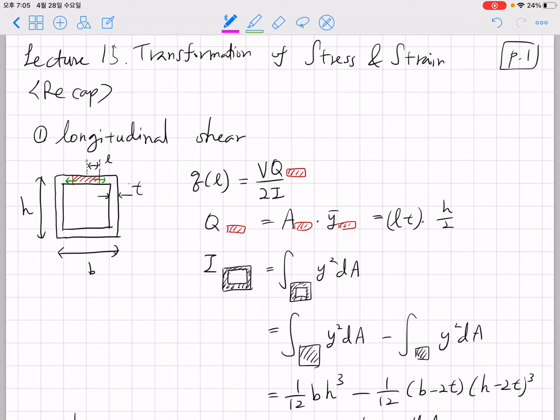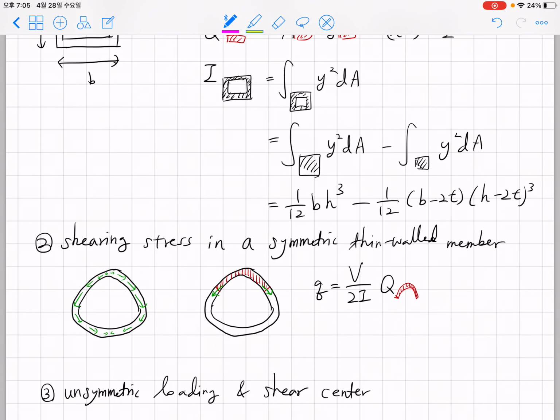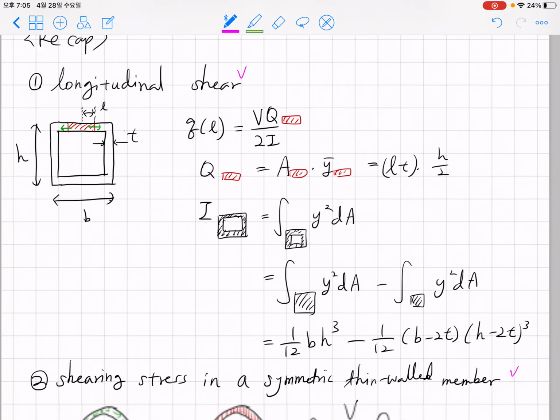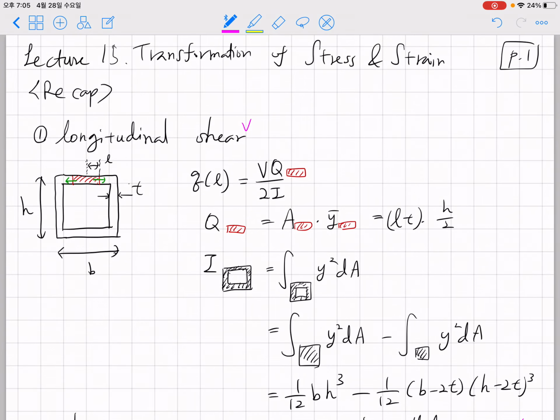Hi everyone, today we'll begin a discussion on a new chapter, Transformation of Stress and Strain. Before beginning today's lecture, let me give you a review of the previous lecture. In the previous lecture, we discussed three topics. First, longitudinal shear. Second, the shearing stress in symmetric thin-walled members. And as a third topic, we discussed unsymmetric loading and shear center concepts. Okay, so let me give you a brief review of that.